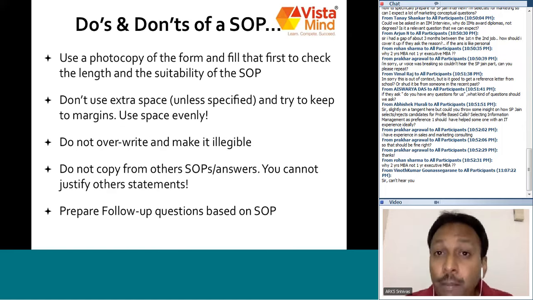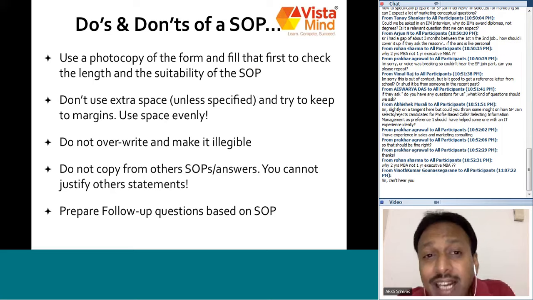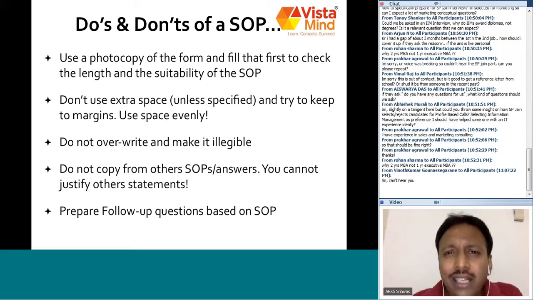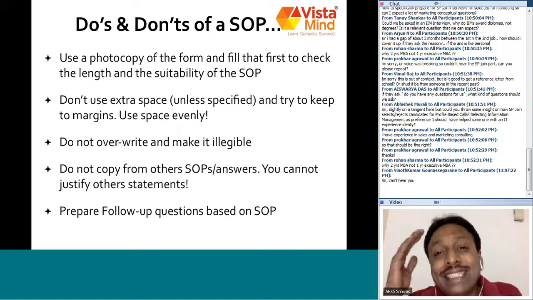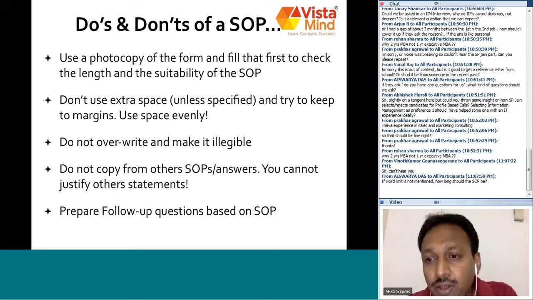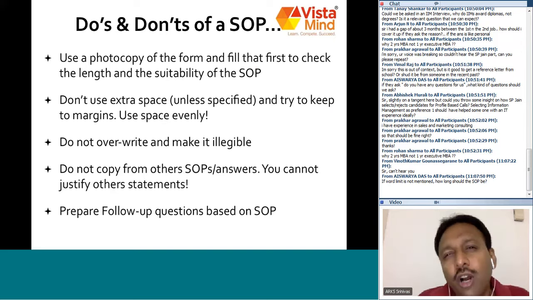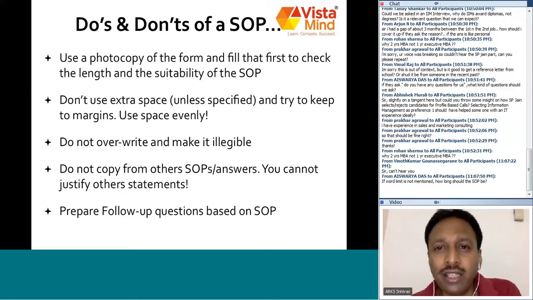Now, as far as filling up the form is concerned, use a photocopy of the form and fill that first, so that you get the correct length and suitability of the SOP, so that there are no spillovers into extra things. You will only transcribe from the photocopy into the real copy when it finally happens. If the word limit is not mentioned, the maximum length of the SOP should be about 300 to 350, 400 words, not more than that.